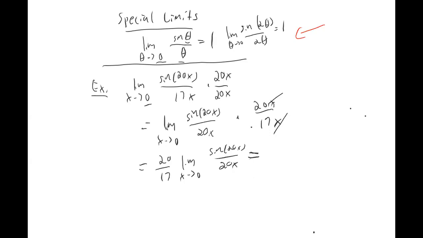So my input's the same now, right? So I have 20x and 20x here. So what does the special limit tell me? So this should be 20 over 17 times 1. Yeah? Everyone clear on this? Yes? No?